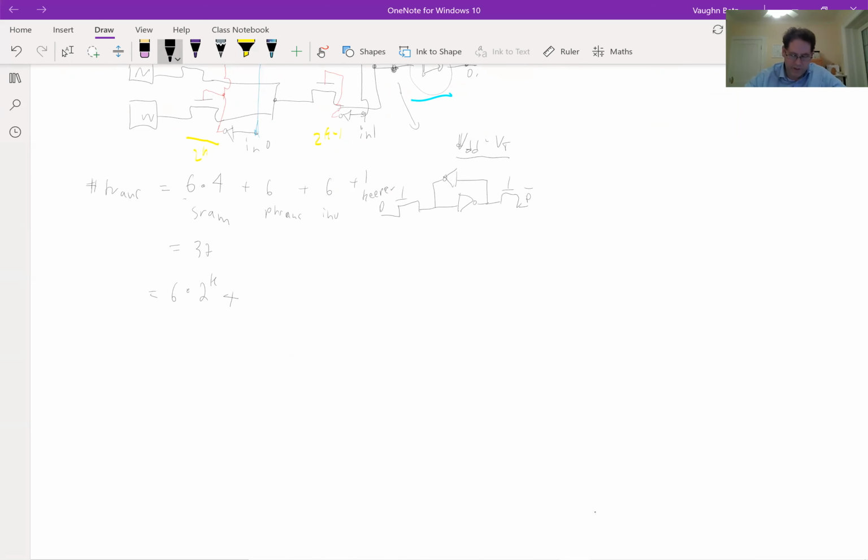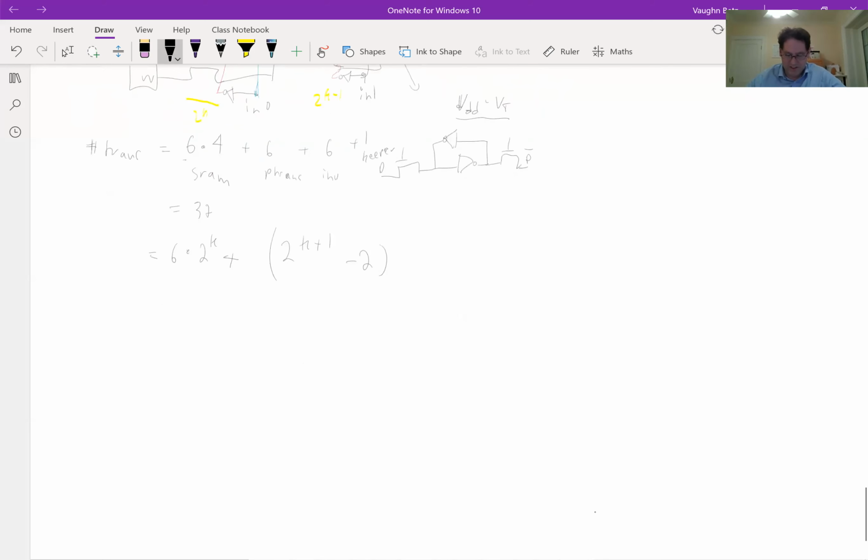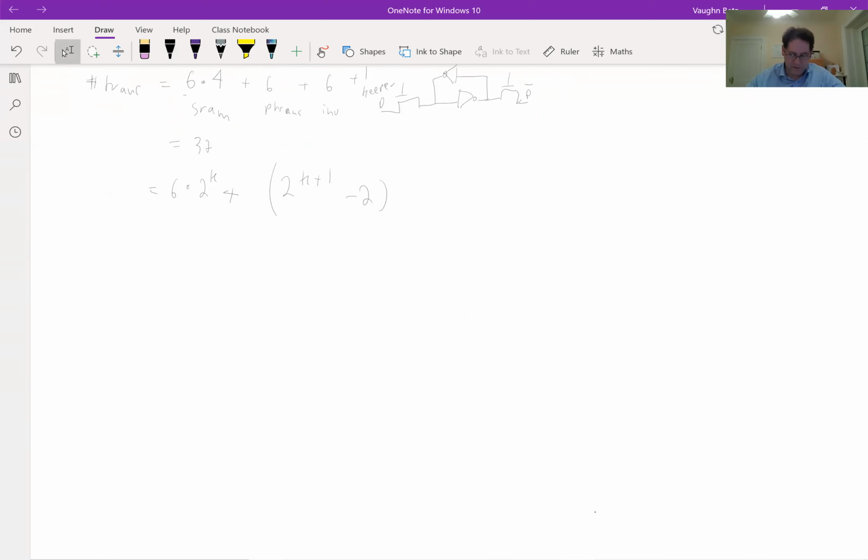So if I add all that up, the sum of that series is 2 to the K plus 1 minus 2. Okay, and the reason it's minus 2 instead of the usual formula of minus 1 is, when we're down to one pass transistor that would always be on, we just remove it, right? So we don't put the last part of the geometric series in.